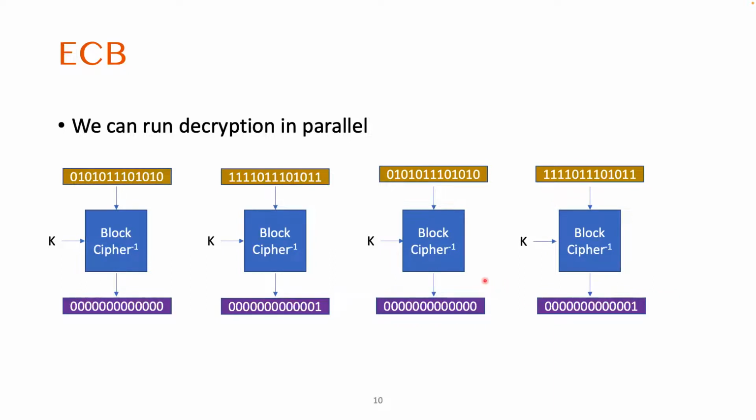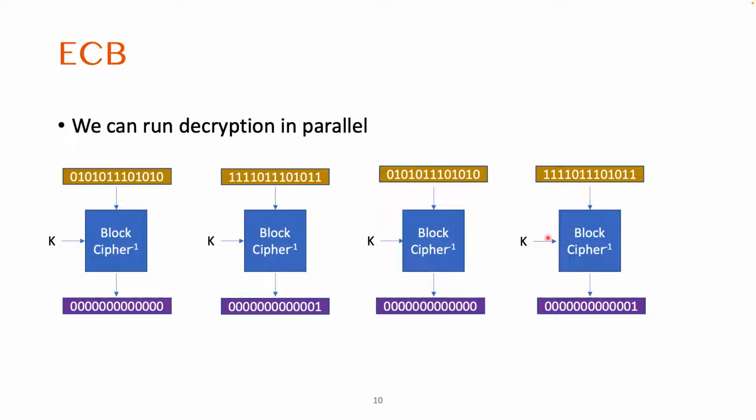The same thing applies to the decryption because it directly uses the block cipher decryption, so we can also decrypt the data in parallel. In the decryption phase, all the ciphertexts are available in the first place, and the second, third, fourth blocks do not depend on any prior round data. So we can run the decryption in parallel too.